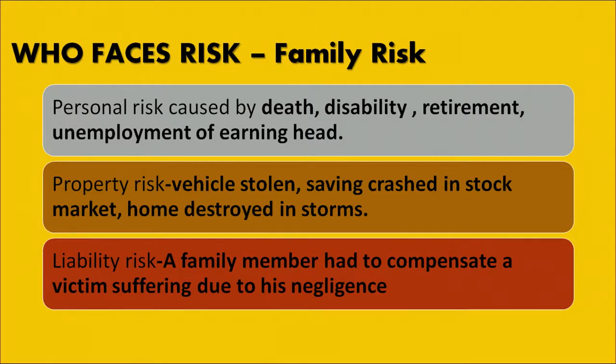Similarly, we can take the example of liability risk, where a family member has to compensate a victim suffering due to his negligence. For example, a person who is driving a vehicle commits an accident and there is an injury or damage to a third party, then the family has to bear the loss which is caused by the member. So these are the risks which a family as a group is exposed to in various situations.